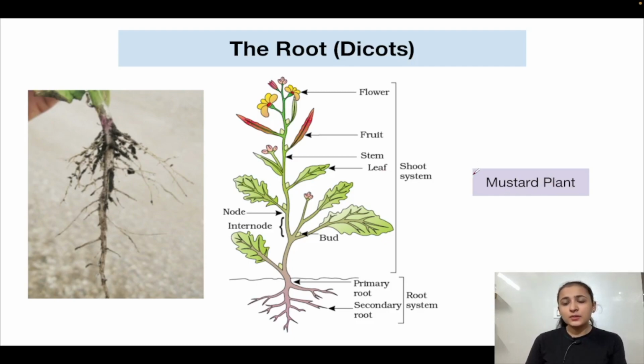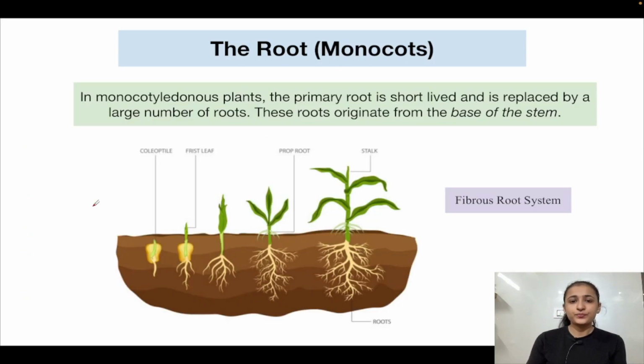Now, one of the most important examples that is also given in NCERT for this taproot system seen in dicots is the mustard plant. So this image is also from NCERT. This is a mustard plant. As you can see, it has a taproot system wherein a primary root is present and the secondary roots are present. So this is the root system. And this is a real life image of a mustard plant. You can see this is the taproot here. Several secondary roots are arising from the taproot and several tertiary roots are further arising from the secondary roots.